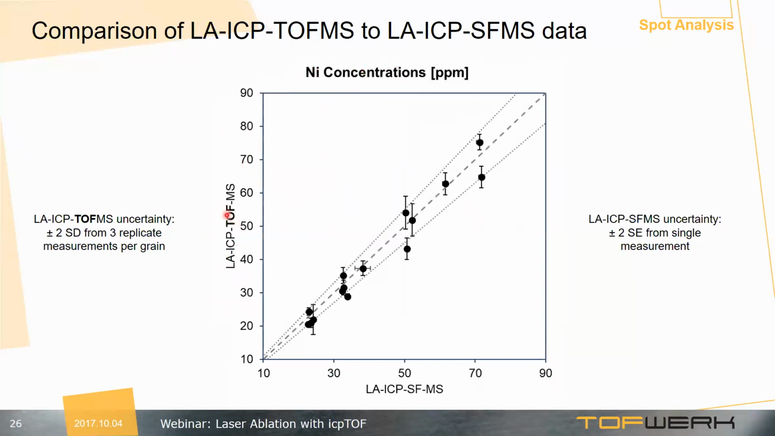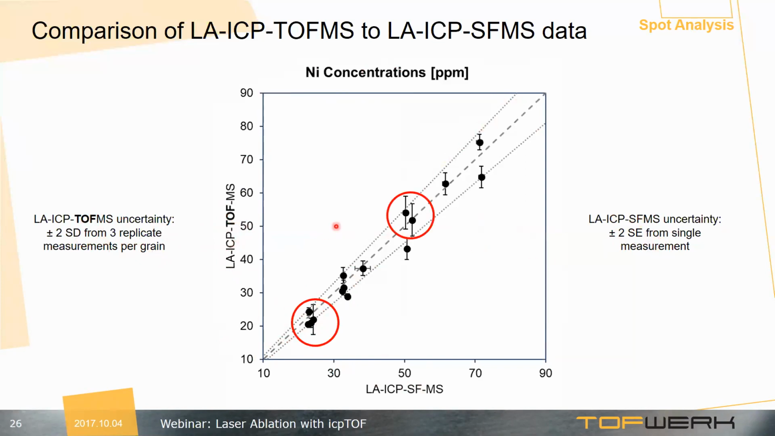So here I'm plotting the TOF data directly against the sector field data. And again, you can see that they fall along this one-to-one line to within 10%. And I should also mention that we're looking at different uncertainties here. In the TOF data, I actually used the 2 standard deviations from 3 replicate measurements on each grain. And over here, the original sector field data only had the standard error from iolite with it. So this is more an inter-spot variability rather than an intra-grain variability.